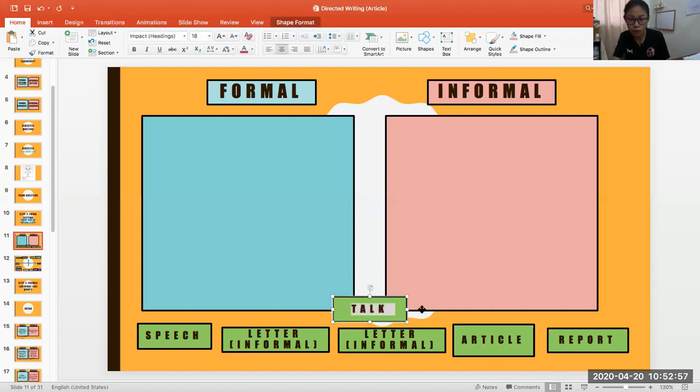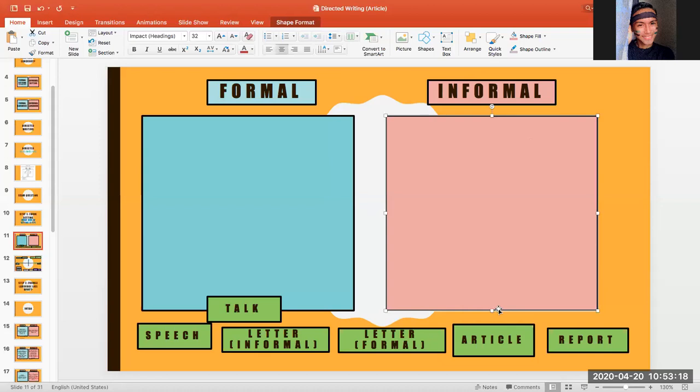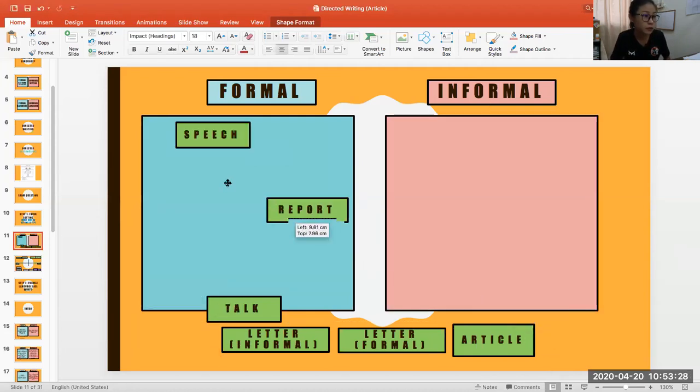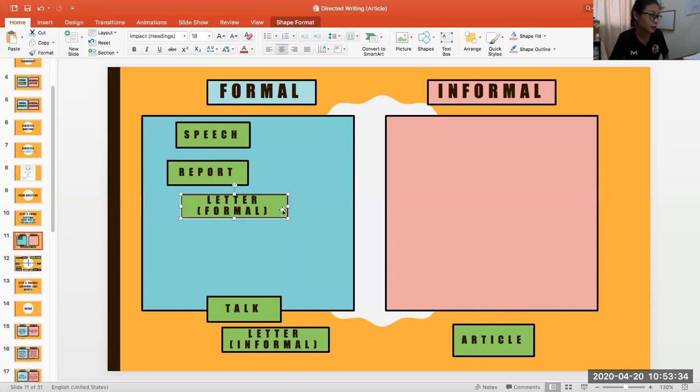We have talk, we have speech, we have letter, informal letter, oh, this is the same thing. We have formal letter, we have article, we have report. Okay, I'm just gonna go in yours. Speech formal. Report formal. Letter formal. Okay, this one is a no-brainer. Formal. Any more? We have speech.